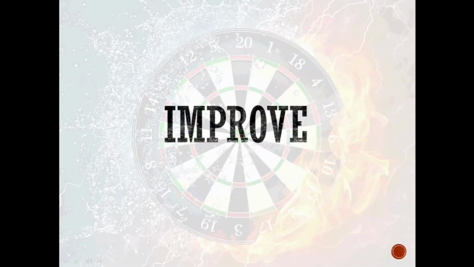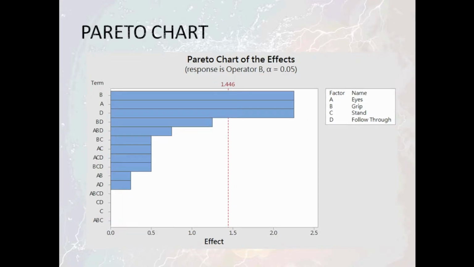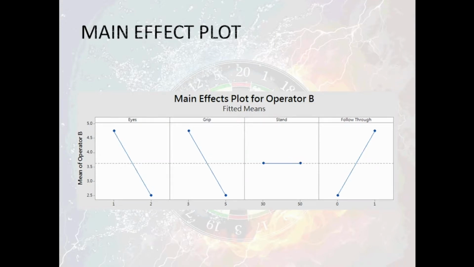In the improve phase, we will have 2 operators do the experiment. The following is our interpretation of the experimental result. First of all, from the Pareto chart of both operator A and operator B, we can see that 3 factors are dominant: the number of eyes, number of fingers, and the follow-through. From the main effects plot, we can further describe that when the players play with 1 eye open, 3 fingers, and with follow-through, the hit rate is the highest.